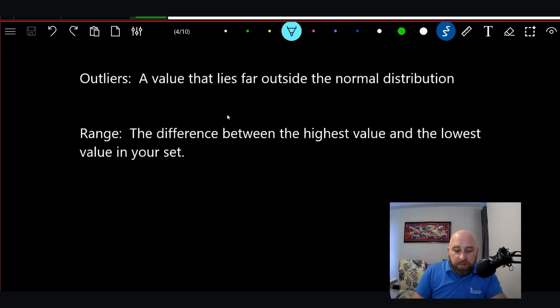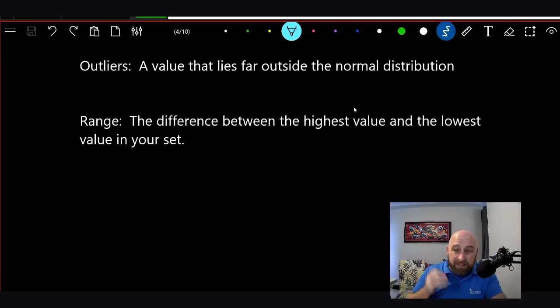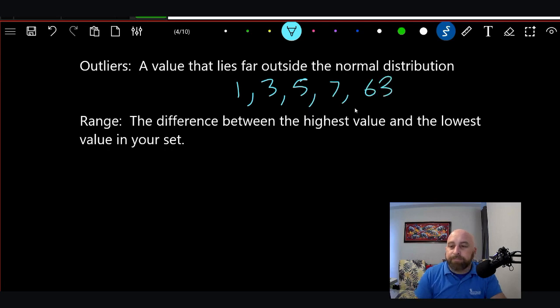I just have a couple more things. I know this is a little bit of a long lesson. All these lessons here at the end are pretty long, but I want to talk about 2 more words. Number 1 is outliers. That's on page 556. What is an outlier? An outlier is a value that lies far outside the normal distribution. So if I have 1, 3, 5, 7, 63, what is that 63 doing in there? That is an outlier. That thing is outside of the normal distribution.